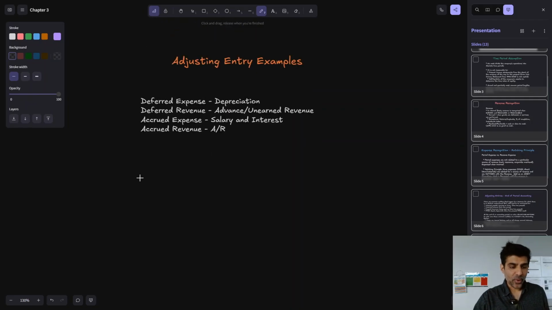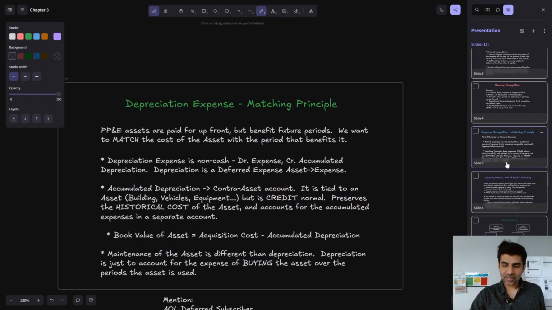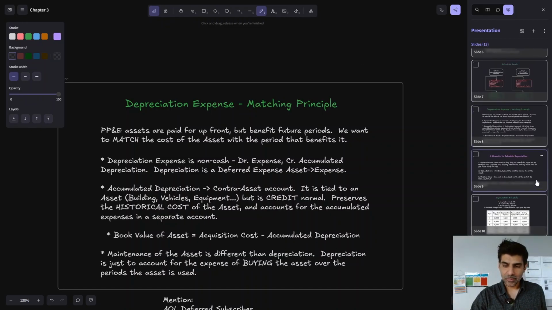Okay, so this first one, I think deserves a little extra attention: depreciation. So let's talk about that. Depreciation is for property, plant, and equipment. That's what PP&E stands for.